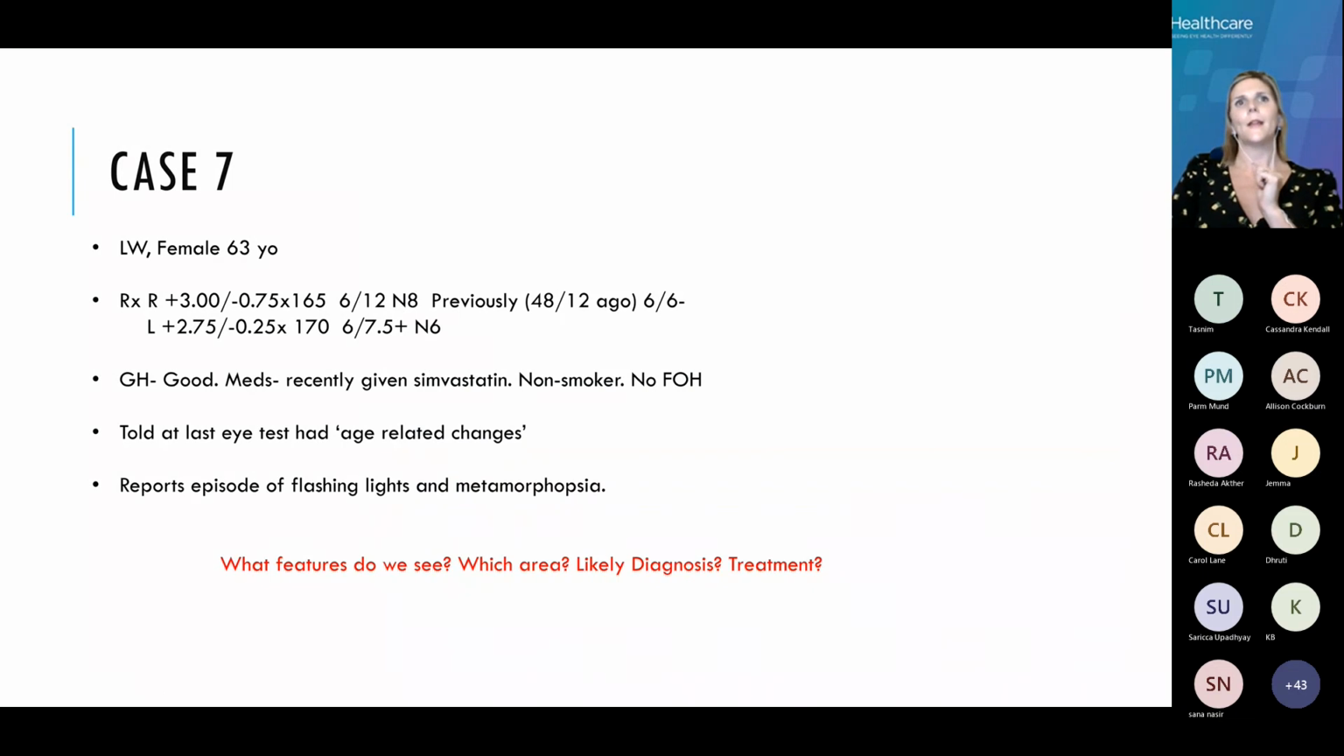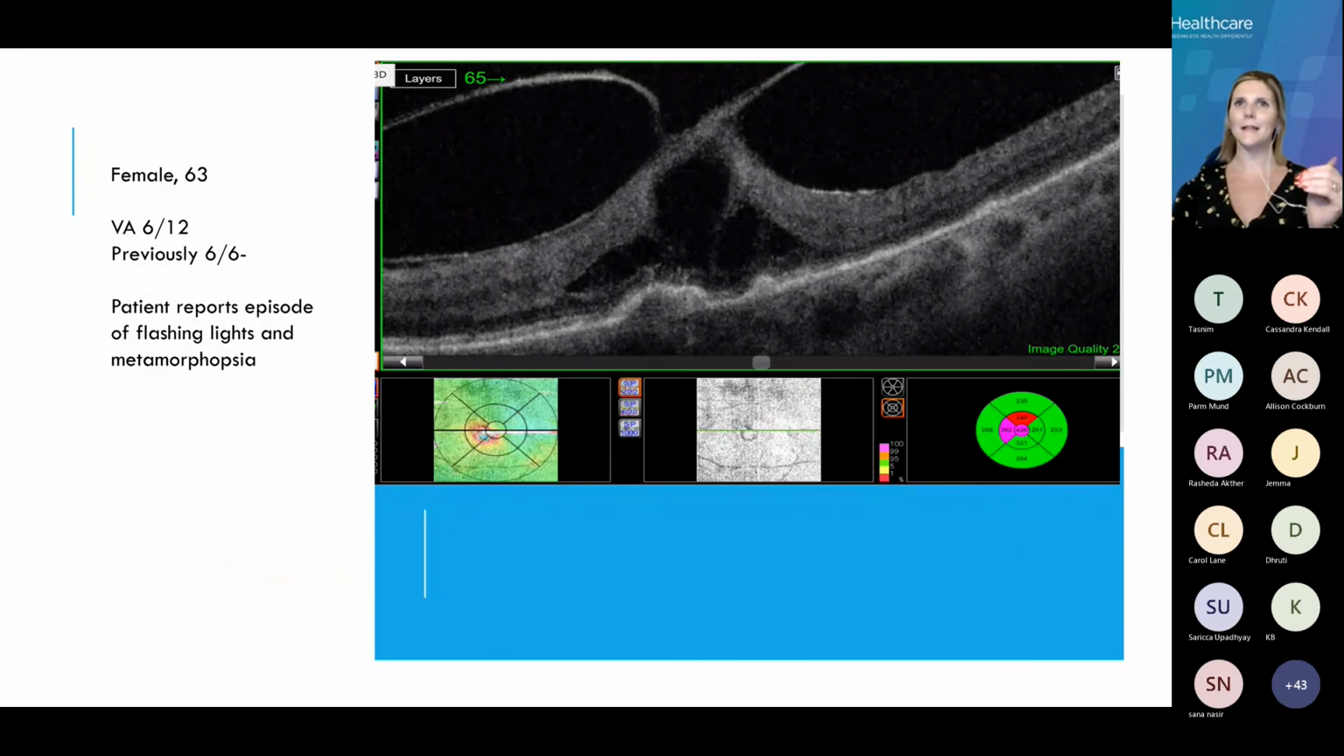Now, this one, we have a 63-year-old, general health good, meds recently given, non-smoker, no family or ocular health history, told at the last eye test they had age-related changes, but reports episodes of flashing lights and metamorphopsia. So vision has changed. So this patient is symptomatic. There's a lot going on because the last time they were told they had age-related changes. So are the age-related changes still visible? Yes, they are. And actually, what else is going on with this patient?